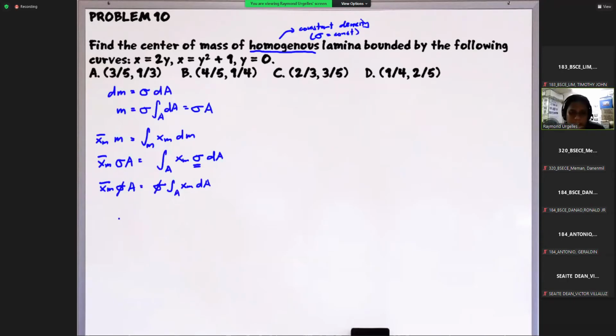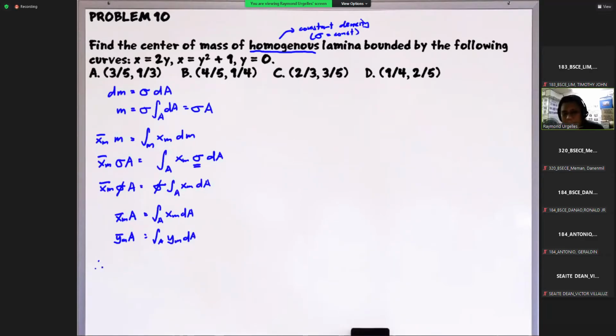Diba? So ano mapapansin natin dito? Yung equation natin, kamukha lang ng equation ng sa centroid. Okay ba? So kaya yan yung kalalabasan. Pag ginawa natin yan sa y-coordinate, ganun din dapat yung lalabas, kasi pareho lang naman ng composition yung sa x-coordinate saka sa y-coordinate.